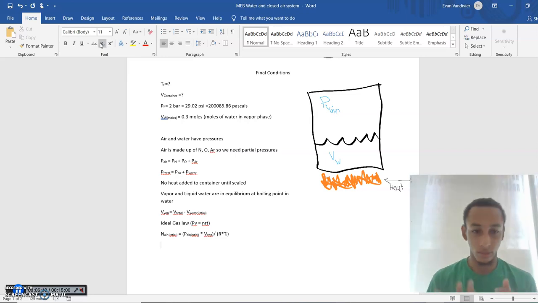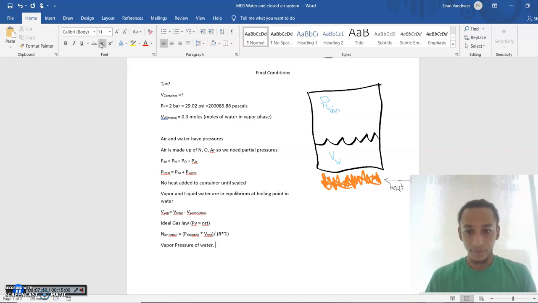And once you get the amount of moles of air, you can also find the total pressure. You can also find the final temperature of the system once you get to V vap, because you need the vapor pressure of water, and this depends on the temperature of the water, and that's what the water vapor pressure curve is for, so we can get a certain vapor pressure at a certain temperature. So the vapor pressure of water, so it says we need 0.3 moles.